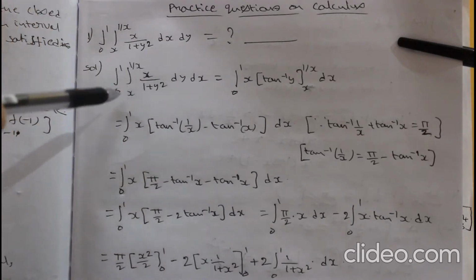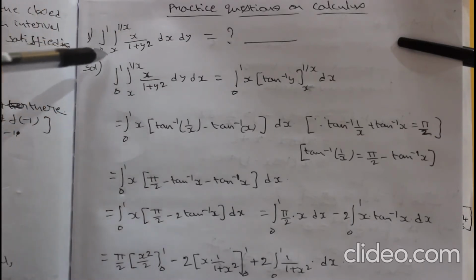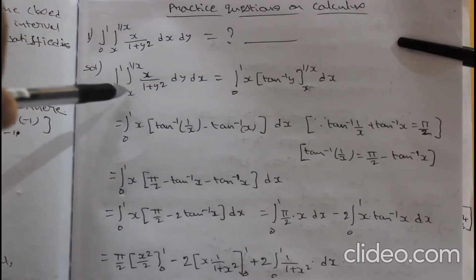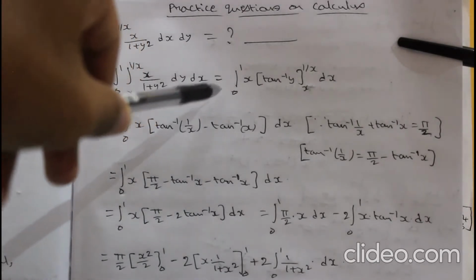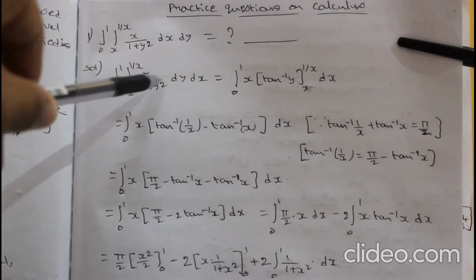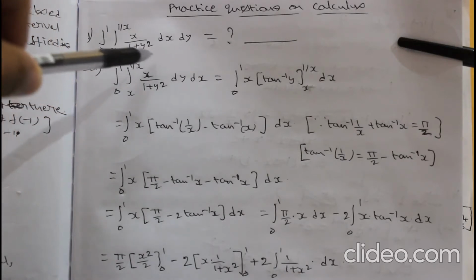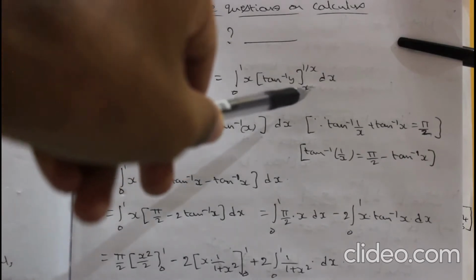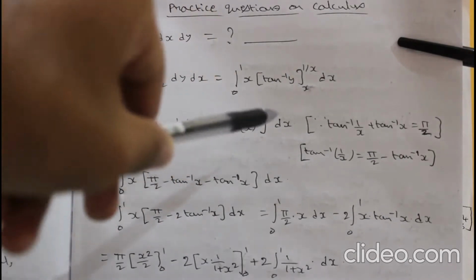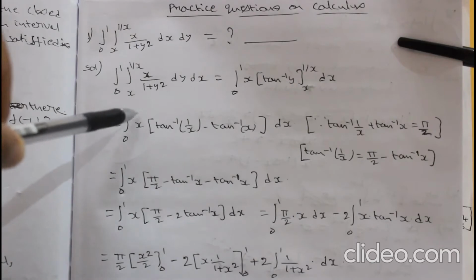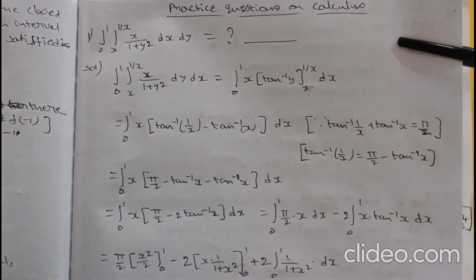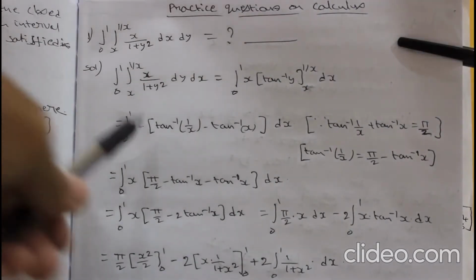Okay, first we have to integrate with respect to y, because the first integral's limits are with respect to y, that is y is equal to x to 1/x. So first integrate with respect to y. Integral from 0 to 1, the integral of 1/(1+y²) is tan inverse y. So x into tan inverse y, with limits x to 1/x. Apply the limits. So integral from 0 to 1 of x into (tan inverse 1/x minus tan inverse x) dx. Now we have to find the integral of this whole value.